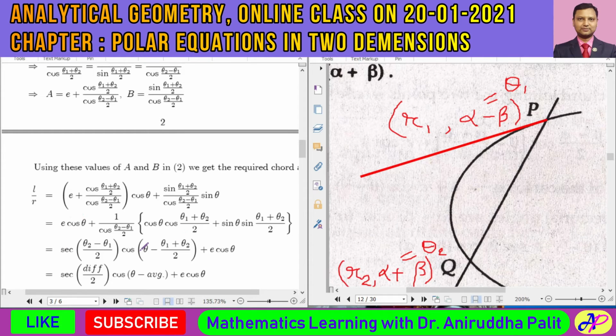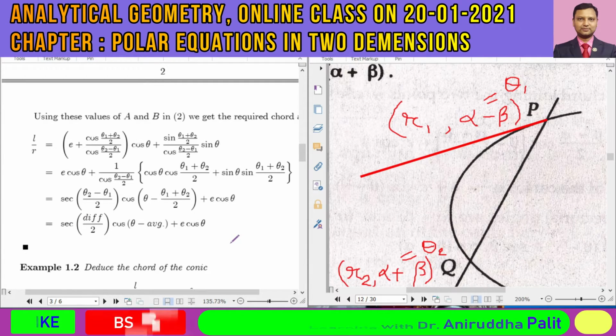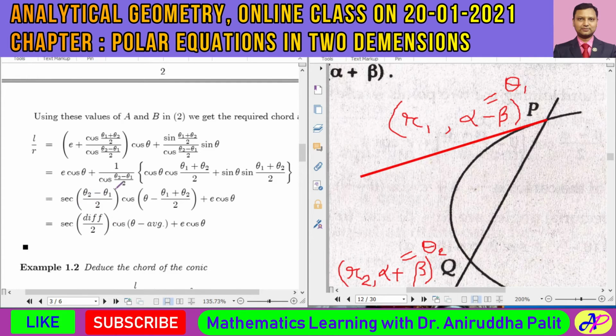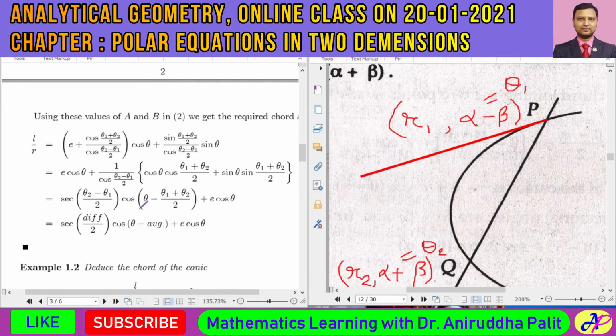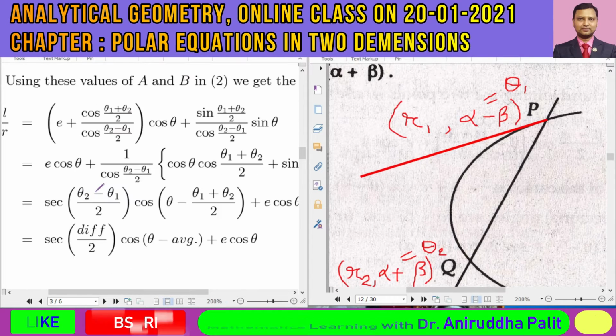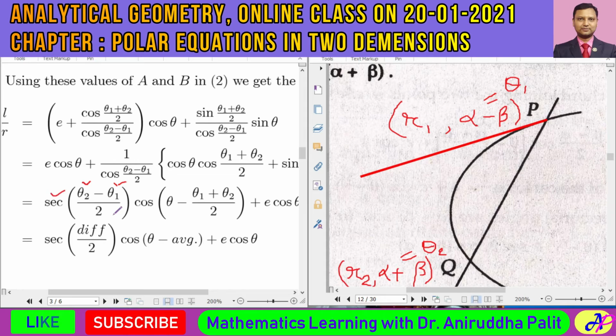What I generally remember about this equation is that theta 1 minus theta 2 is actually the difference of these two angles. So whether it is theta 1 minus theta 2 or theta 2 minus theta 1, it doesn't matter, because a sec function is there. So we can simply write this expression as difference by 2. Got it? Theta 2 minus theta 1 is actually the difference of these two vectorial angles. So I am writing it as sec of difference by 2.